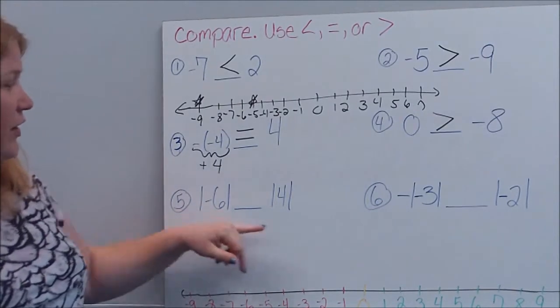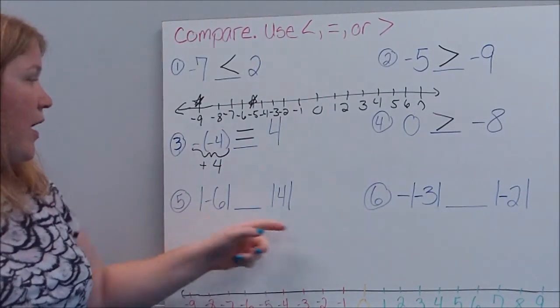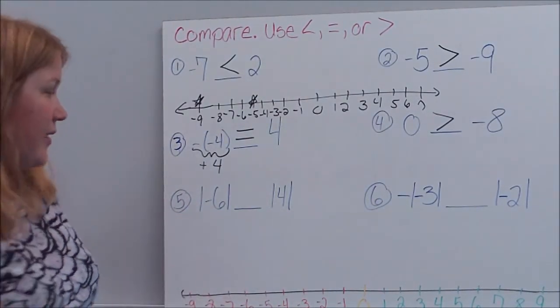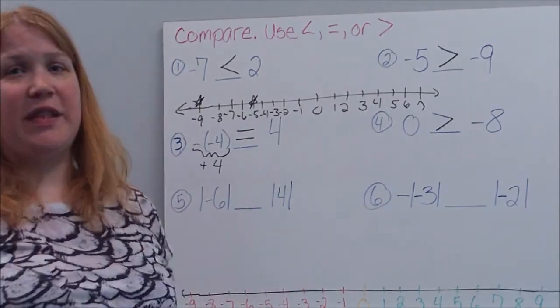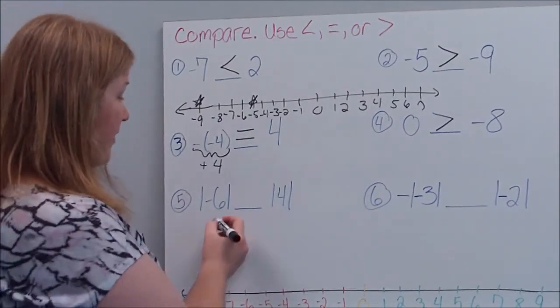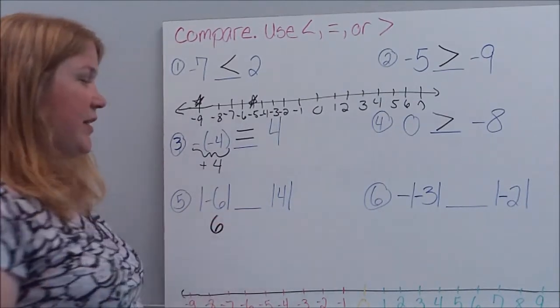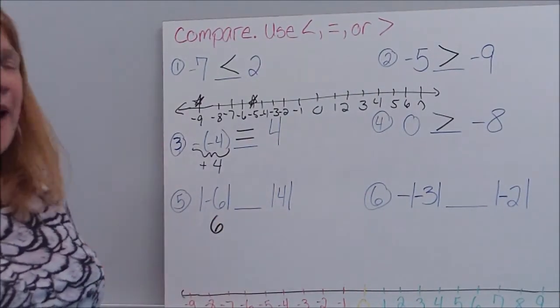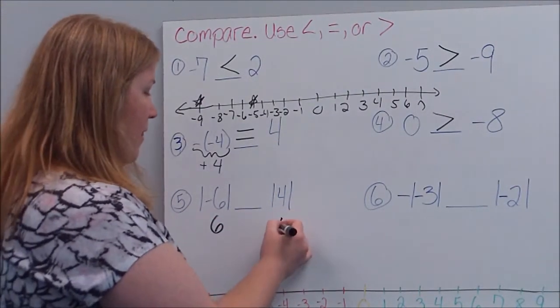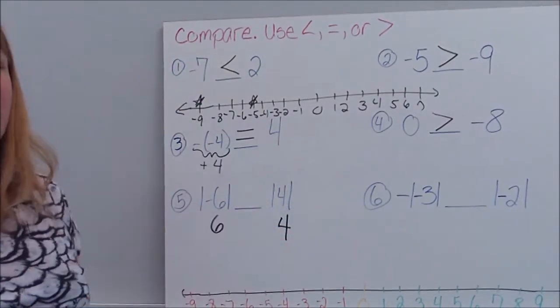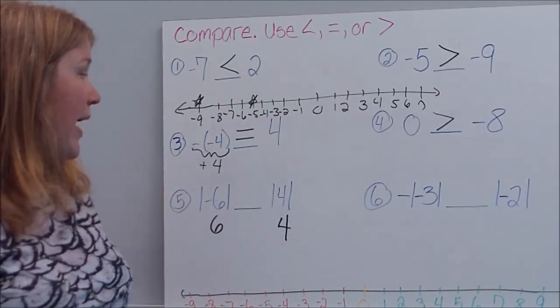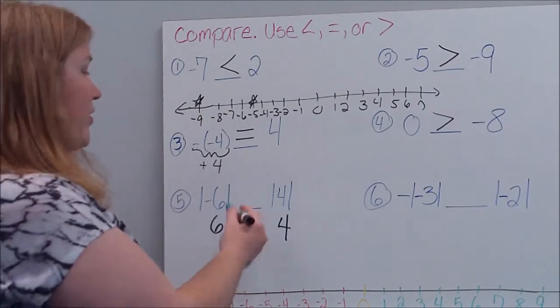All right, here you'll notice, this goes back to yesterday's lesson, we have our absolute value signs. So what is the absolute value of negative 6, or how far from 0 is negative 6? It's 6 digits from 0. What is the absolute value of 4? 4. Now that I've rewritten my numbers, it's easier for me to see and to compare which one is greater.